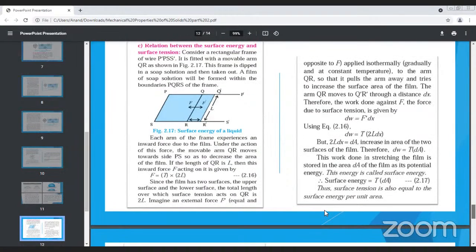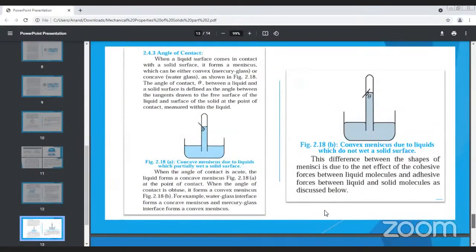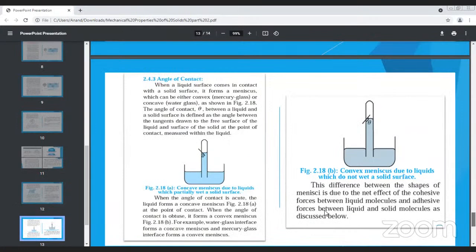लक्षात येते? Now, angle of contact. Next point is that angle of contact. When the liquid surface comes into contact with the solid surface, it forms a meniscus, which is either convex or concave. As shown in this figure, this angle of contact between the liquid and the solid surface is defined as the angle between the tangent drawn to the free surface of liquid and the surface of solid at the point of contact measured within the liquid.